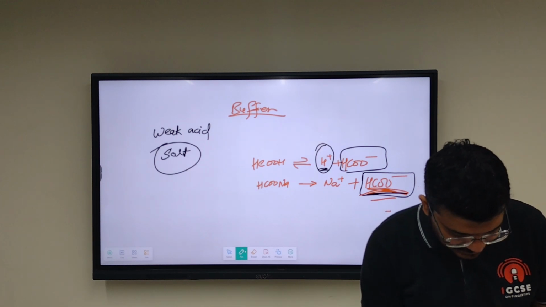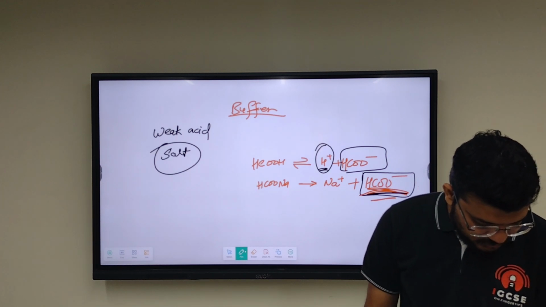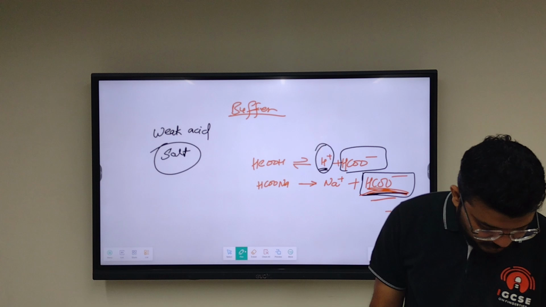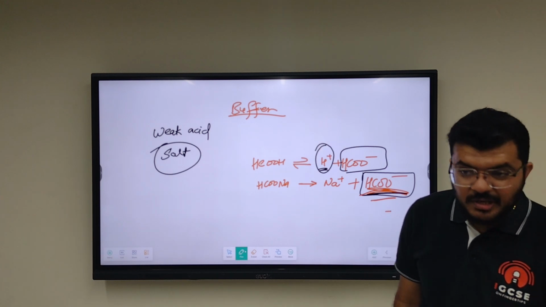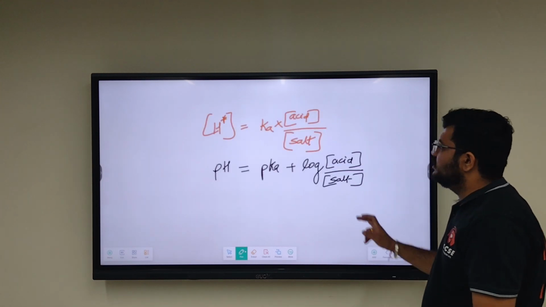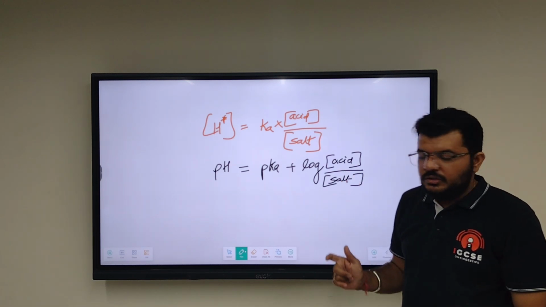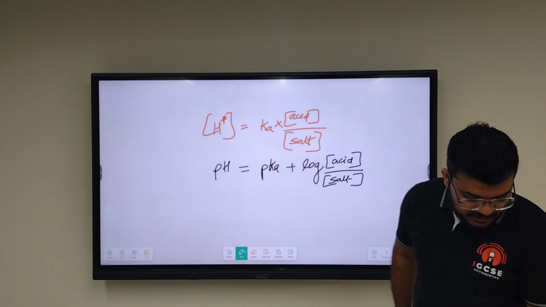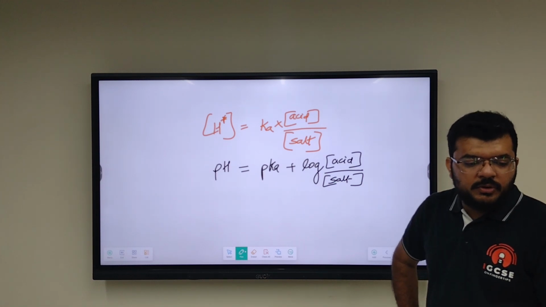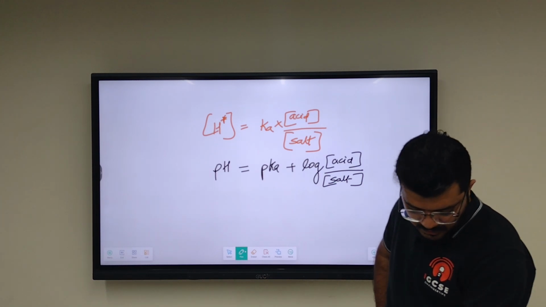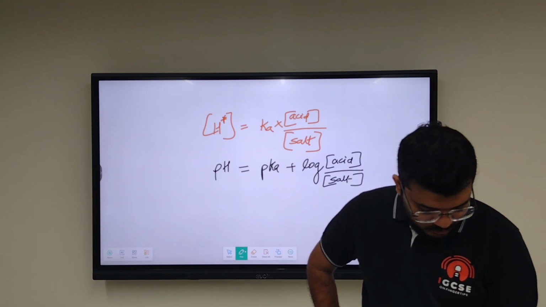Now let's look at an example. Calculate pH of a buffer solution containing so much propanoic acid and so much sodium propanoate. You can directly use this. And they have given the concentration of acid and salt. You can directly use this. They have given the Ka of propanoic acid as well. But these are not the type of questions they ask in boards.